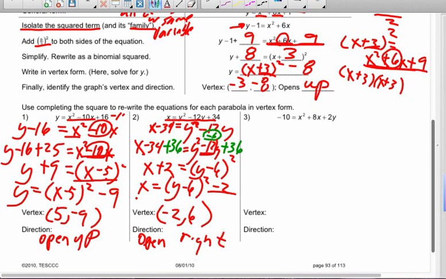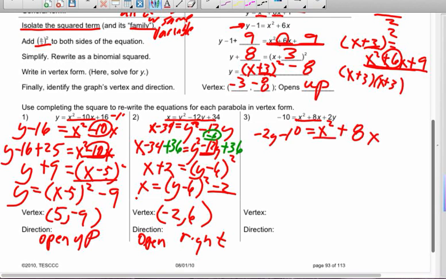Okay, so let's take a look at another one here. And this one gets a little nastier. Let's take a look at it. So on this one, it's my x term, so I'm going to subtract my 2y over. So I am going to have a negative 2y minus 10 equal to x squared plus 8x. Okay, we're not going to worry about this for now, but we are going to worry about this guy.